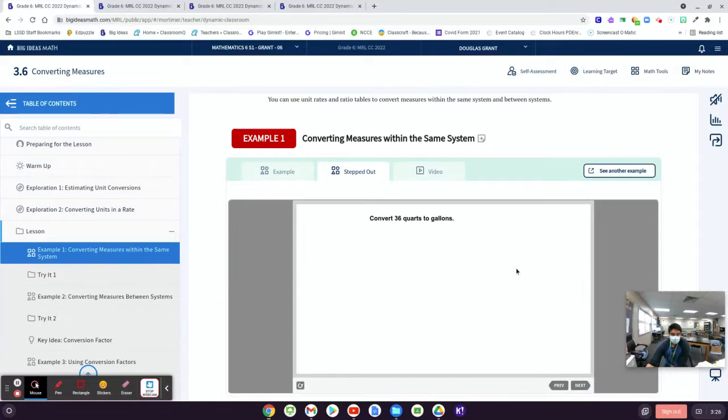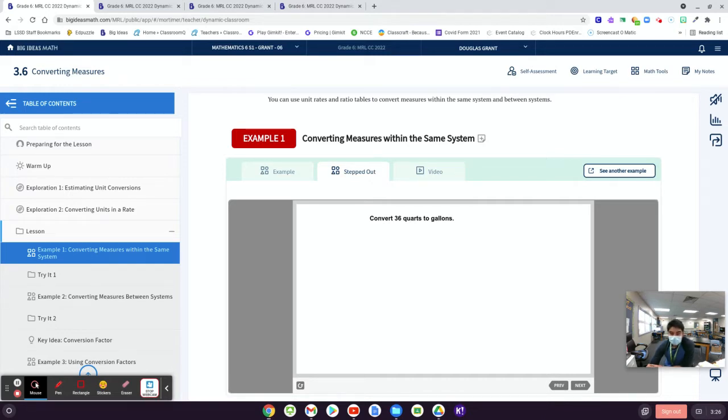Hi everyone. So the topic today is conversion. We're going to convert from one unit to another unit, and that's what we're going to be doing in this lesson. So for example, if we want to convert 36 quarts to gallons, here's what you can do.